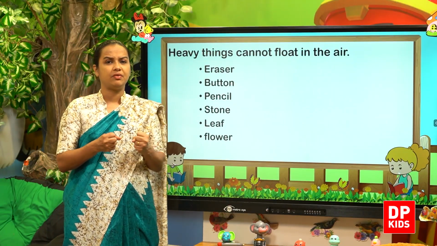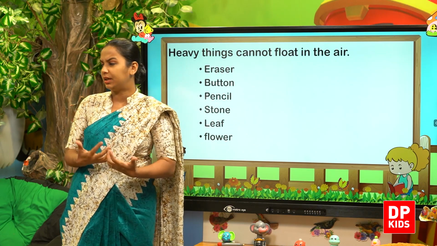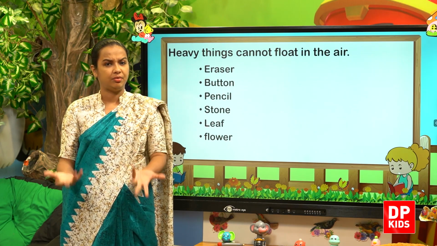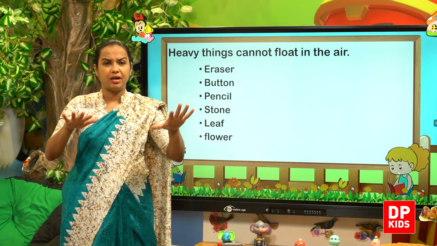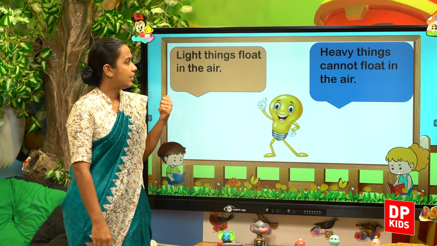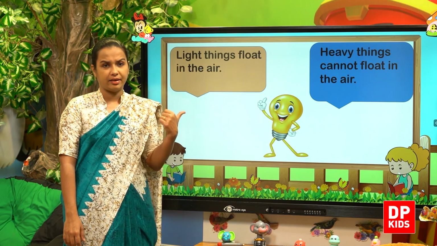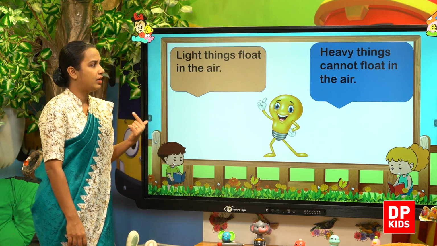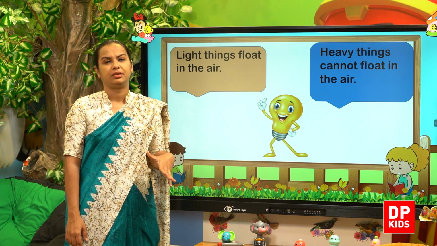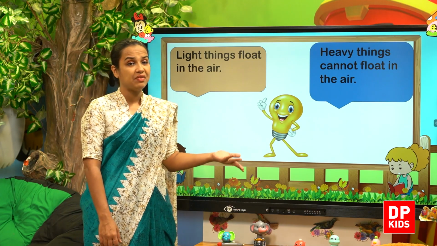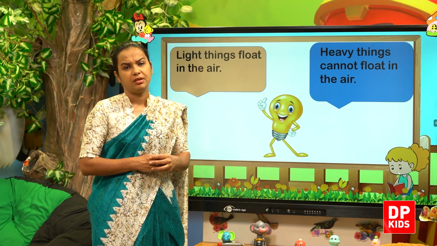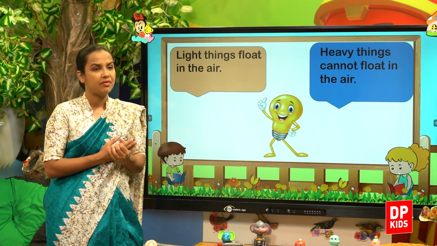Now, what did we observe after doing the experiment? Heavy things fall down. Light things float in the air. So remember, light things float in the air. Heavy things cannot float in the air.